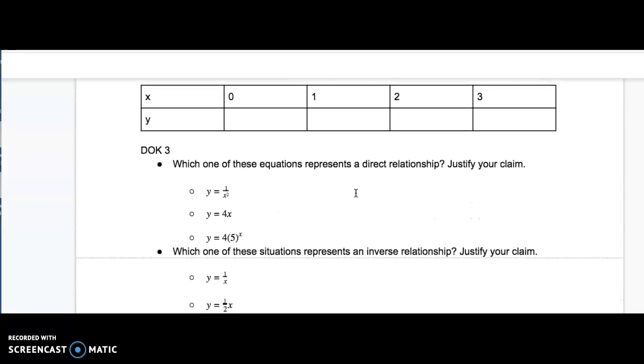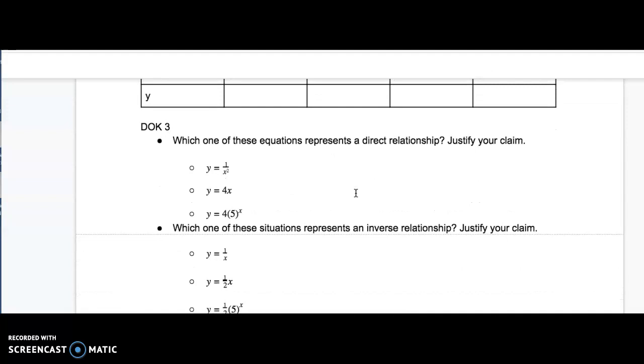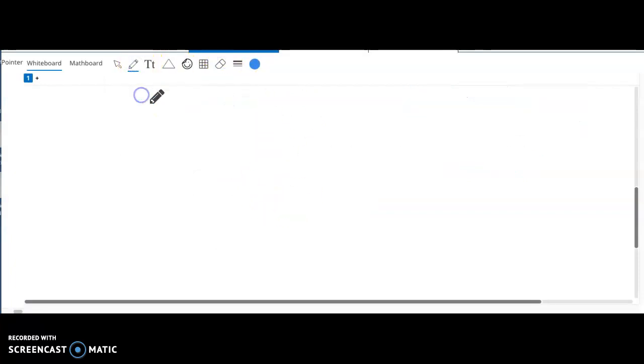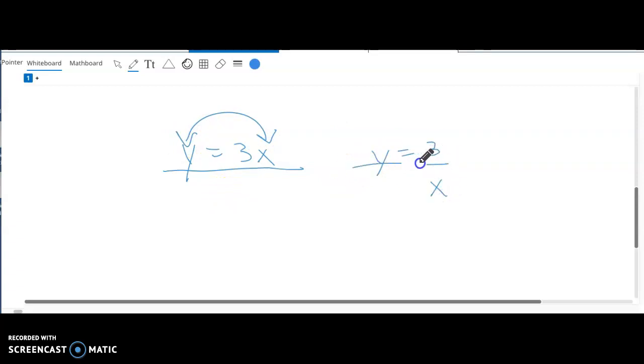Which of the following equations is an example of a direct relationship? So a direct relationship is pretty much when you have an equation where the independent variable is on the same line as the dependent variable. So for example, if I draw a line of that, these two are on the same line. They're in the numerator. Compared to if I had 3 over x, these are not on the same line. So this is called direct, and this is called indirect.